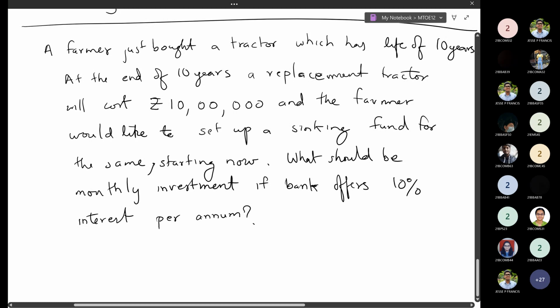Try this question. Help the farmer save up for a new tractor in 10 years, because this tractor may go wrong. Its lifespan promised is 10 years. So help the farmer to find out how much he should invest every month. All right. So with that small note, let's end the session.